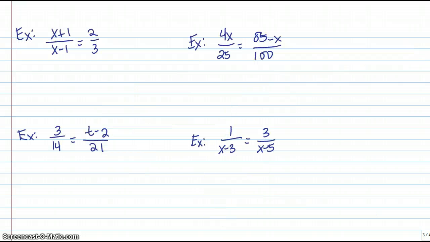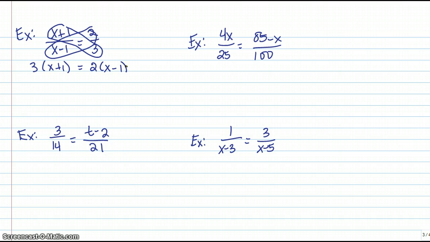Alright, this next problem we're going to cross multiply. And again, we've got to be careful. This is 3 times x plus 1, so it's got to be 3 parentheses x plus 1. And then we've got to do 2 times x minus 1, so on that one we have to be careful as well. 2 parentheses x minus 1. Then we distribute, so we've got 3x plus 3 equals 2x, and then minus 2.